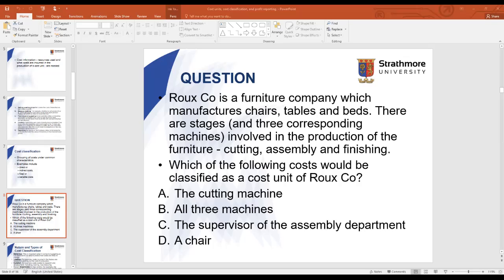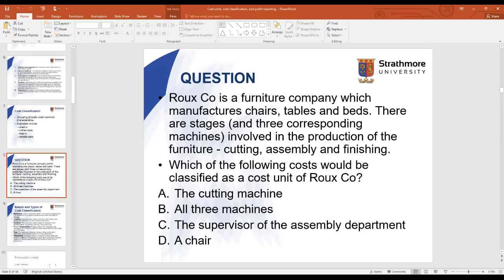So as mentioned, the best way of trying to identify a cost unit is how you charge the customer. What is the basis of charging the customer? That's when you can say that you have a cost unit. Is it clear? Okay, great.